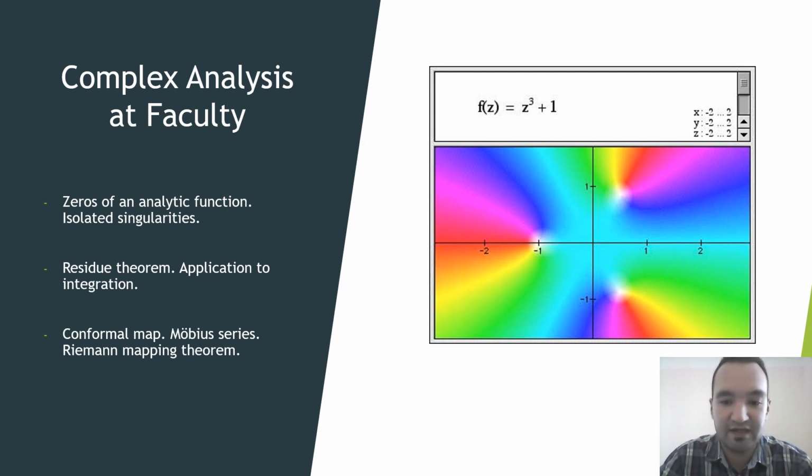And finally, in the last chapter of our subject, we also learn an introduction to some basic topics about complex numbers, specifically the conformal map, the Möbius transformations, and the related Riemann mapping theorem.